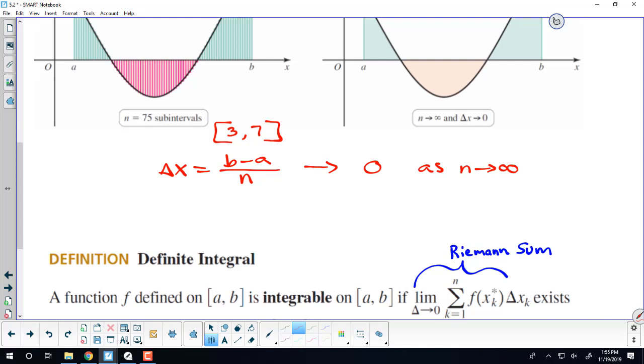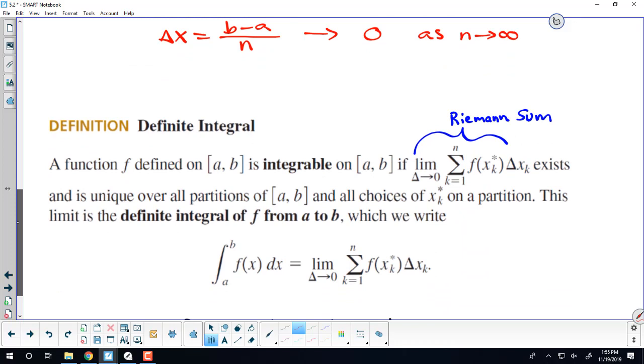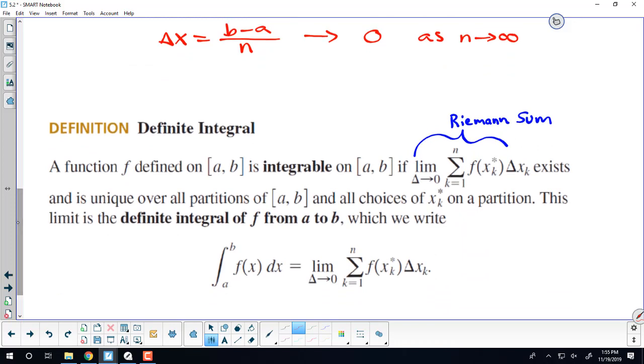But I mean, we see this, right? If n goes to infinity, then our delta x has to approach 0. Right, okay. So their statement where they say delta approaching 0, all they've done is say that, well, we're going to define delta as the maximum possible value of all of our delta x's.